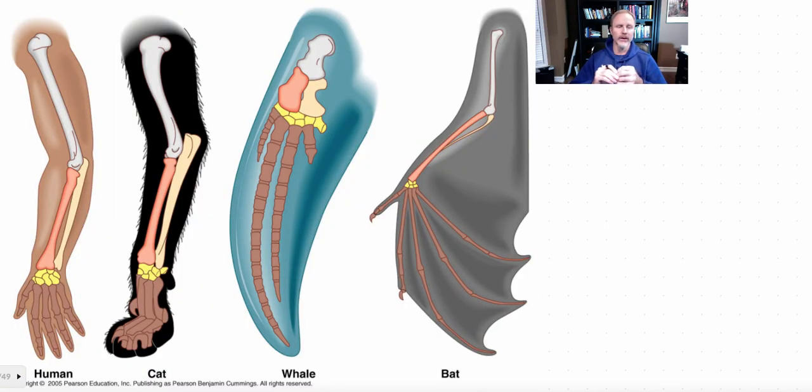Okay, so if we look here, we've talked about this a little bit in class, and we're looking at a human, cat, whale, and a bat. You can see the one bone, two bones, many bones, and then digits theme. All of these organisms are mammals, but they all have a slightly different four-limb structure based on their particular environment. Through evolutionary time, as these organisms radiated out into different niches, they underwent some selective pressure that resulted in the changes that you're seeing here.